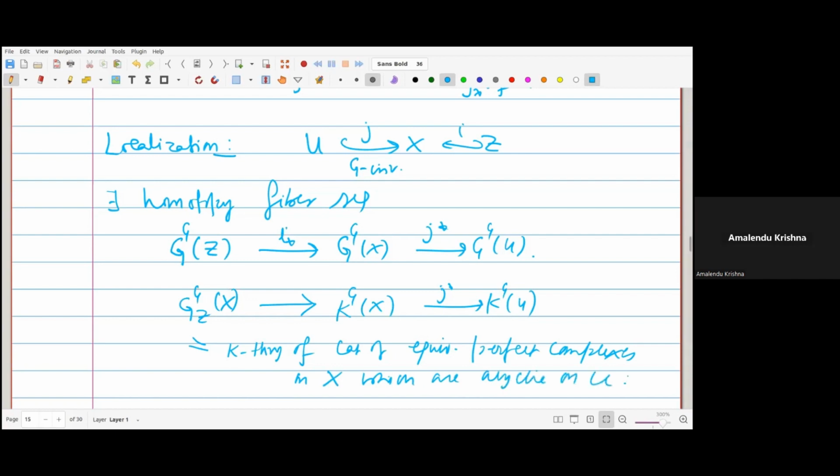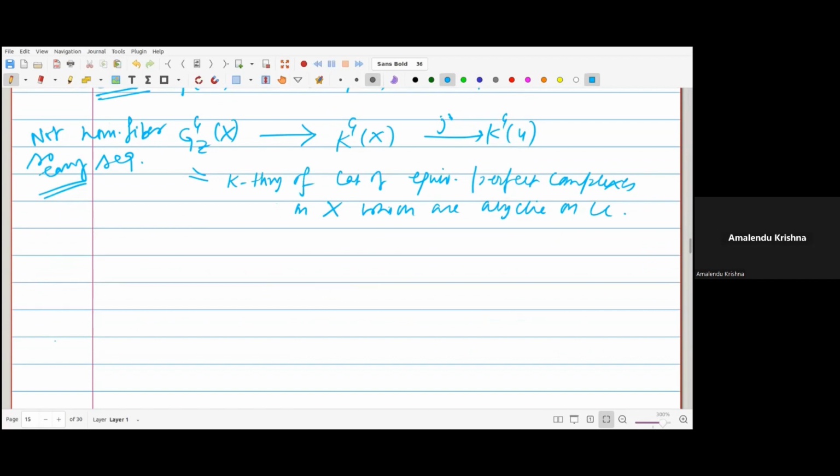Remember, a perfect complex is a cohomologically bounded complex of equivariant coherent sheaves such that locally they are quasi-isomorphic to bounded complexes of locally free sheaves. Then you say that it's a perfect complex. The point is that this clearly maps to this, and this is also a homotopy fiber sequence. This is exactly like in Quillen, but this is not so easy.